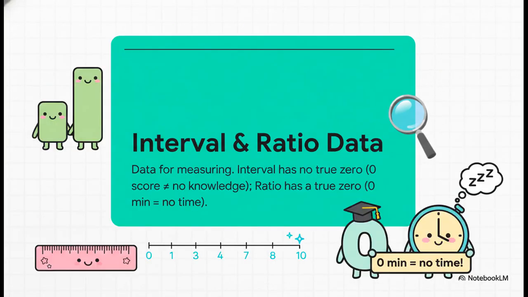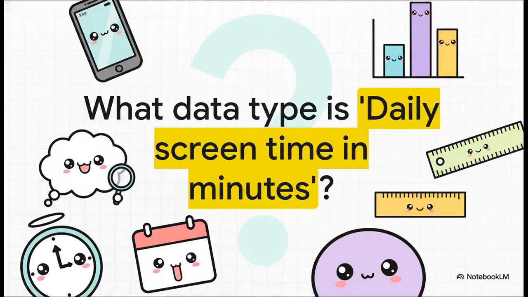Okay, now for the number-based data, interval and ratio. Both of these are about measuring things, and both have equal gaps between values. So the difference between a 6 and a 7 is the exact same as between a 7 and an 8. But here's the absolute game changer, the idea of a true zero. Interval data doesn't have one. Think about a test score. Getting a 0 on a test doesn't mean you have zero knowledge in your brain, right? But ratio data does have a true zero. 0 minutes is, well, it's 0 minutes, no time at all. That's the key difference.